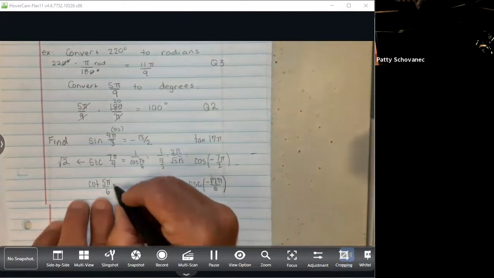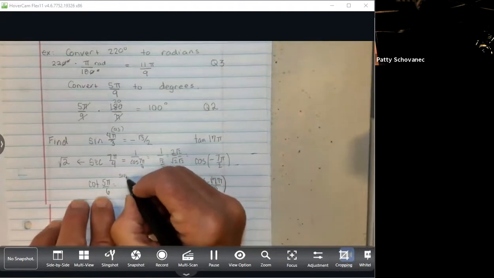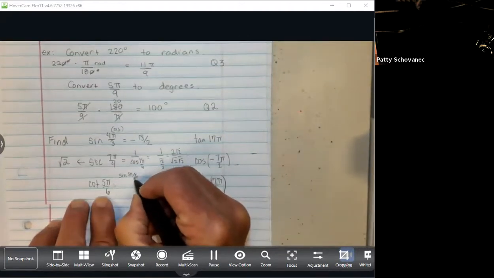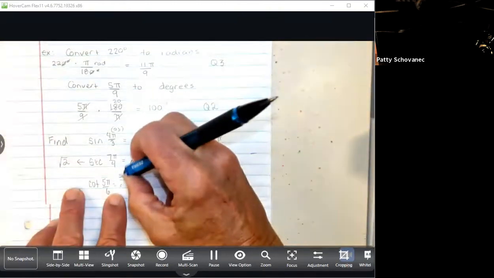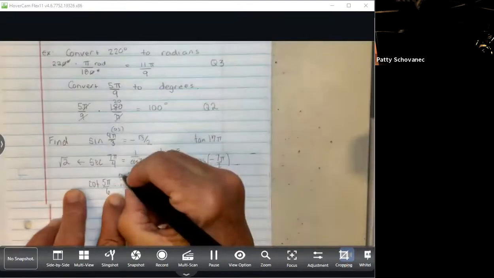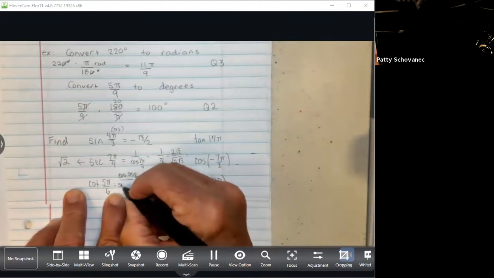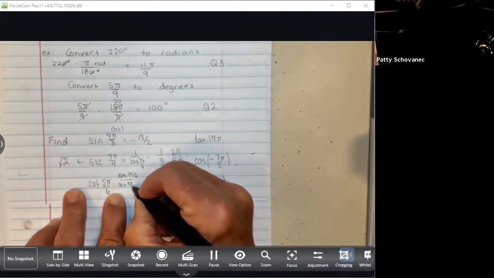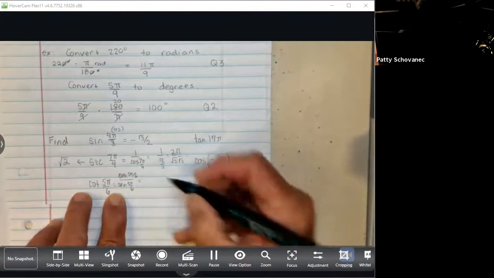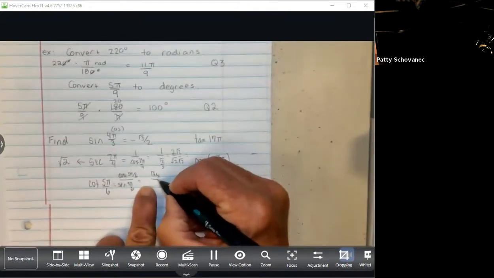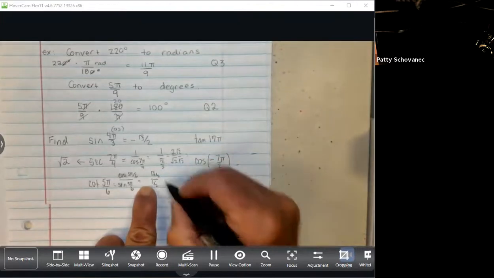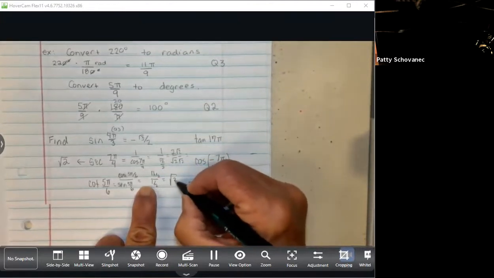Cotangent of 5 pi over 6 is going to be the sine of 5 pi over 6 divided by the cosine. Oops, got it backwards. Cosine of 5 pi over 6 divided by the sine of 5 pi over 6. So before I worry about positive or negative, cosine of pi over 6 is square root of 3 over 2. Sine of pi over 6 is 1/2. The halves cancel, leaves me a square root of 3.